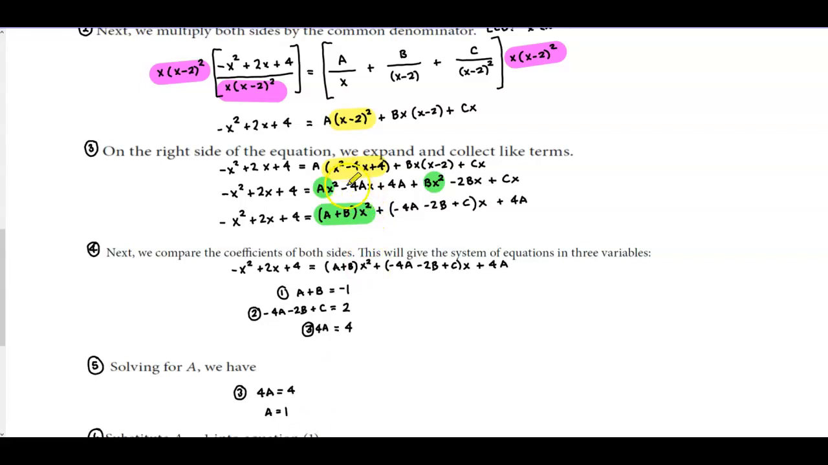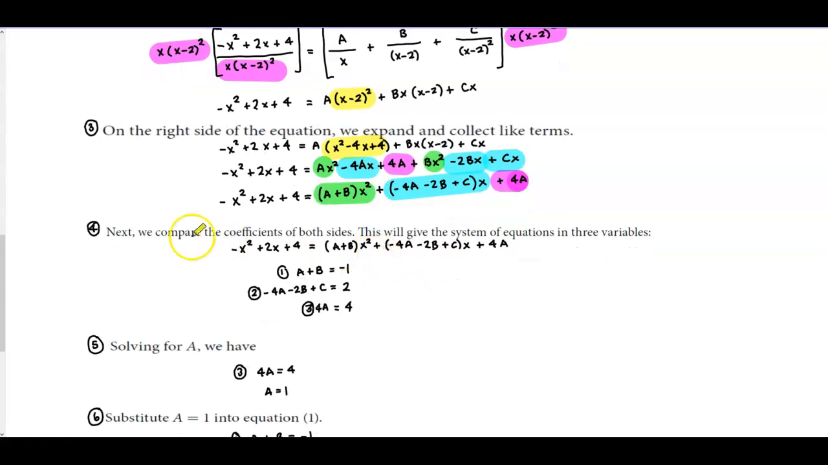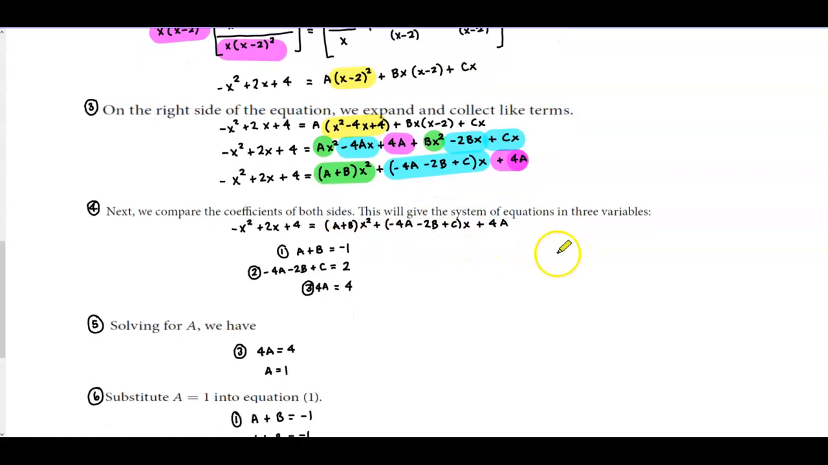If we take all the x terms, we have negative 4ax, we have minus 2bx, and we have plus cx, and you can see what happens in this middle term. So we get negative 4a minus 2b plus c times x. And then the last one represents 4a. So there's our 4a. And so now what we're going to do is compare the coefficients of both sides, and this will give the system of equations in 3 variables.